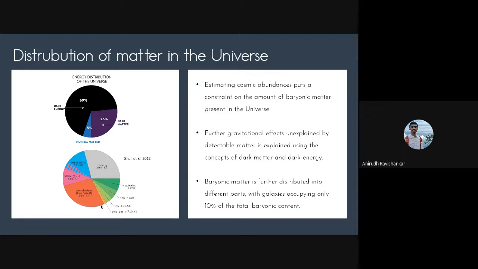And within the baryonic matter, there is another breakdown of where it is located. This is from a paper in 2012, so it is not as recent, but I will explain how this works. Here you have galaxies, which account for only about 7% of the whole baryonic content, that is, 7% of this blue pie chart above. The rest is a lot more complicated and harder to find.